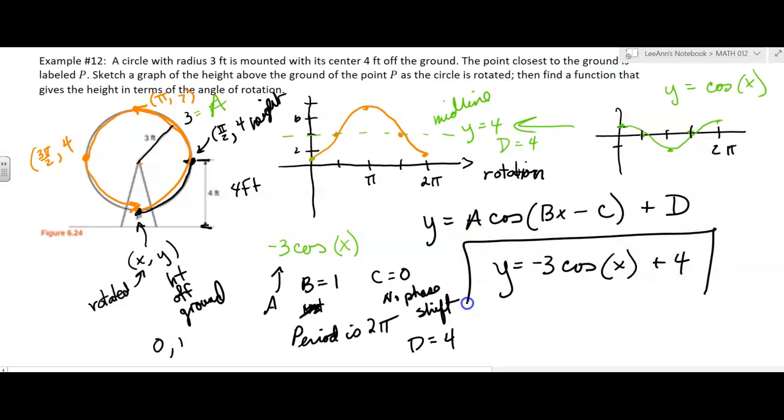And you could try that. You could plug in some values, make a table of values, to make sure that it all works out. But it's going to, because we already graphed it. So that was fun.